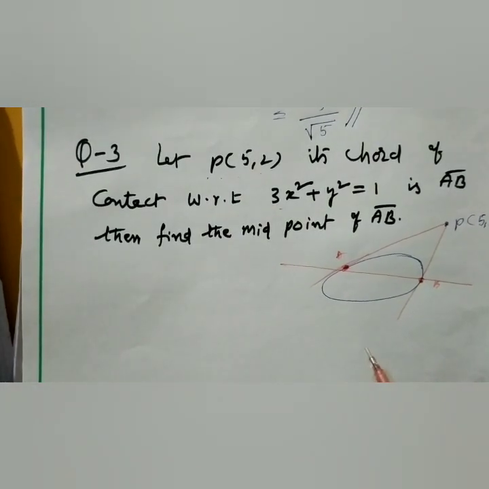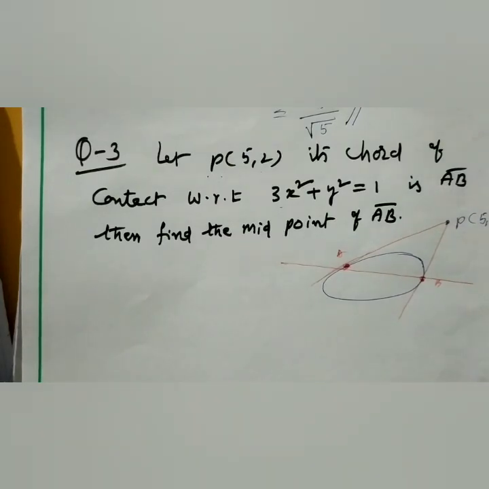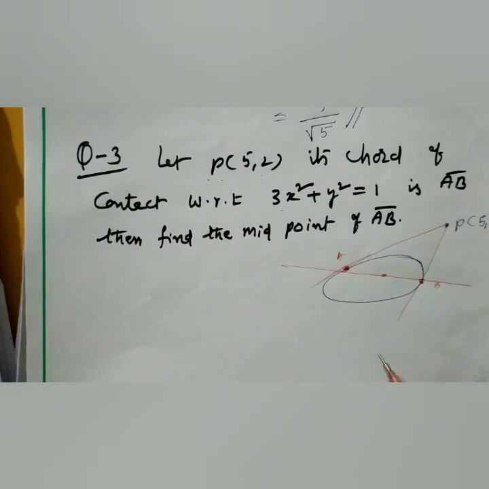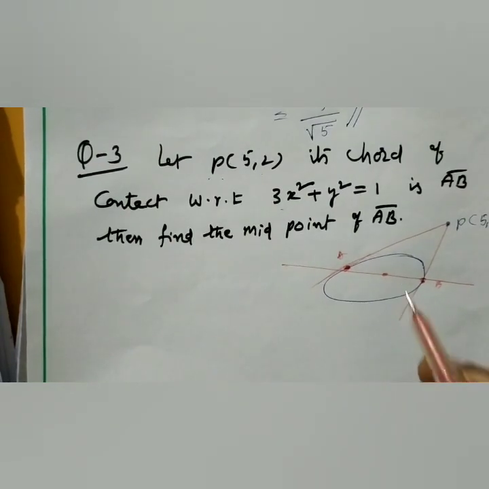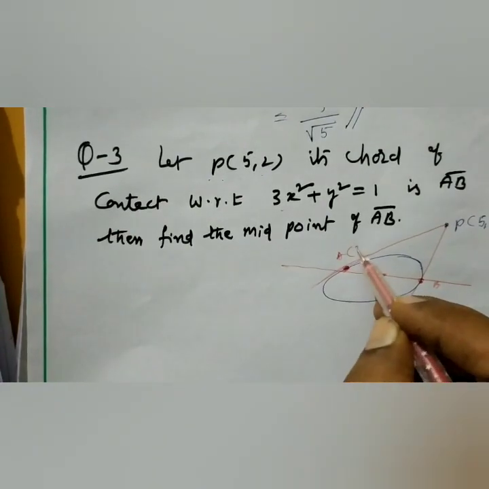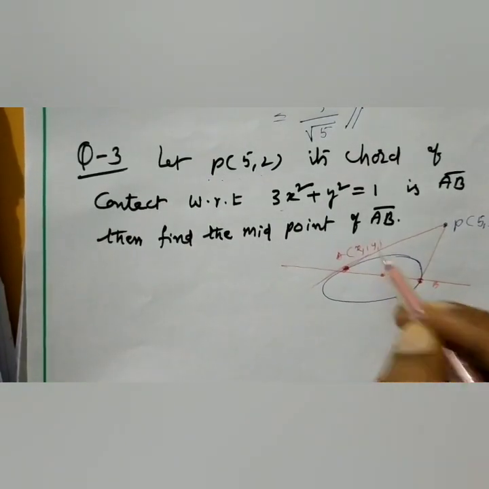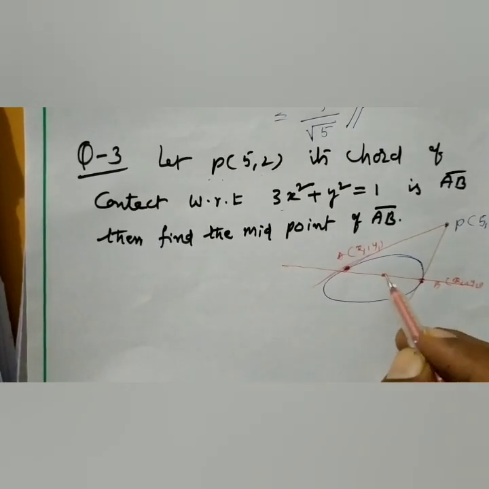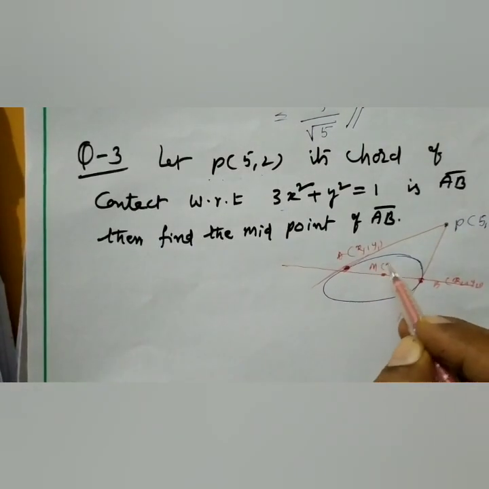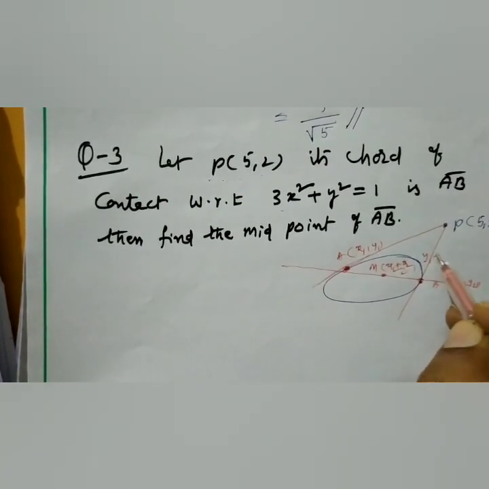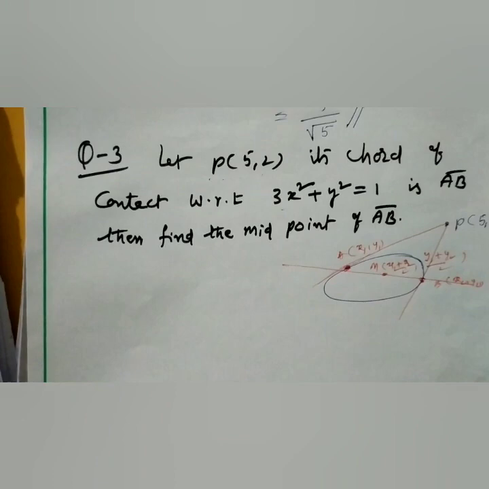Our aim is to find the midpoint of AB. The midpoint of AB is to be calculated. So what should we do? To find the midpoint of AB, suppose the points of contact are (x1, y1) and (x2, y2). Now what is the midpoint then? (x1 plus x2) by 2 comma (y1 plus y2) by 2. This is the midpoint.